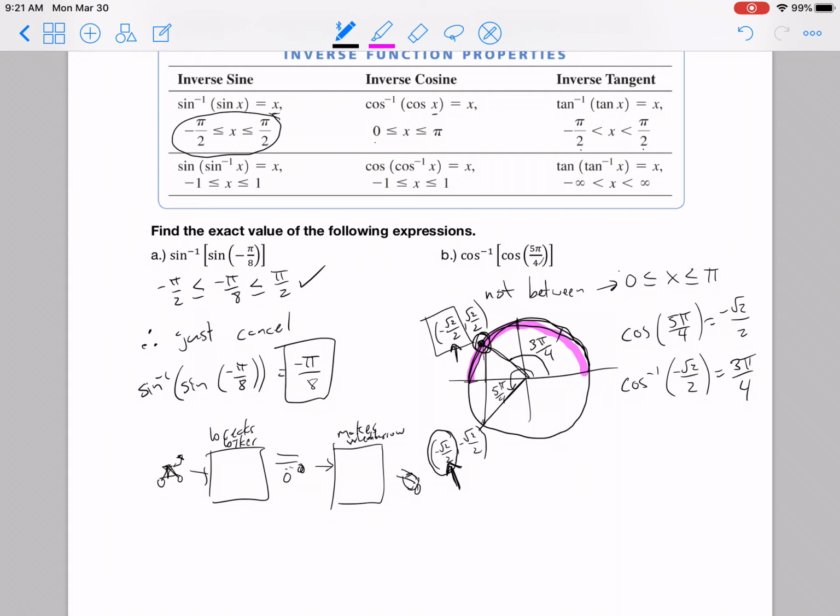Because basically this cosine in here hides the 5 pi over 4. And all the arc cosine ever sees is the negative square root of 2 over 2 that the cosine of 5 pi over 4 produces. And so it pushes it back into that spot.